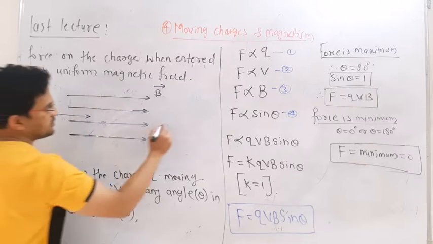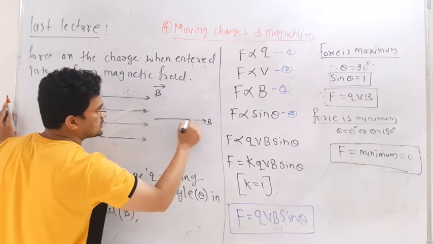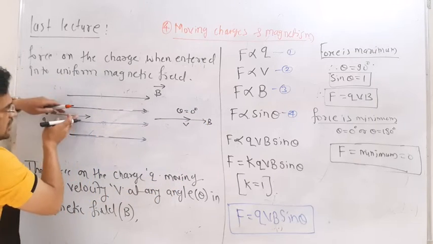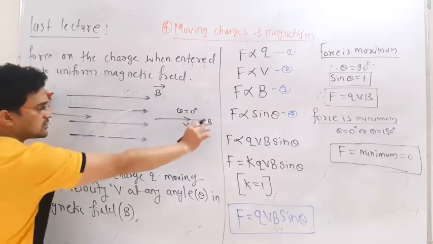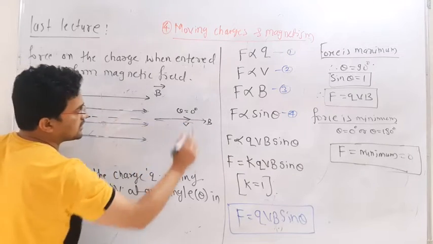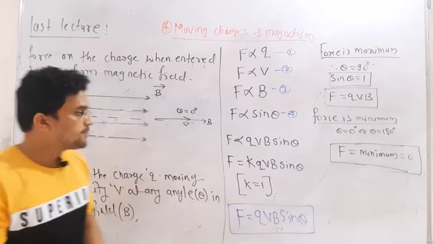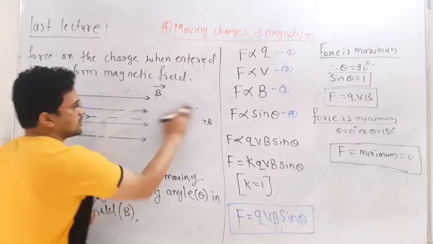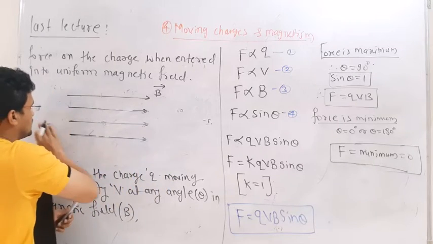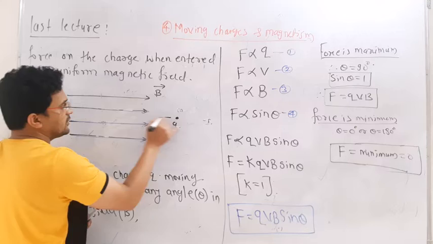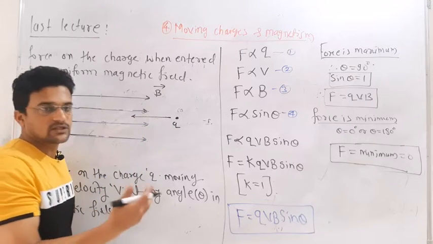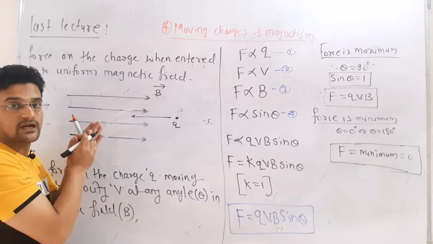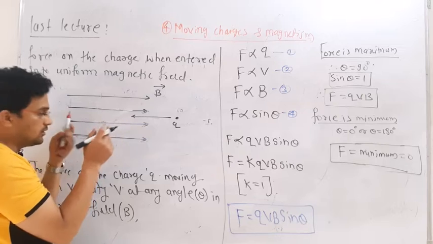In the direction of the magnetic field means this is the magnetic field direction, and this is the velocity of the charged particle. So here the angle is 0 degrees. Here the charged particle will not deflect, it will just pass through this magnetic field in a straight line. No force acts on that charged particle. And if the charged particle enters opposite to the magnetic field direction, then also the force will be 0, and it will pass through the magnetic field without any deflection.